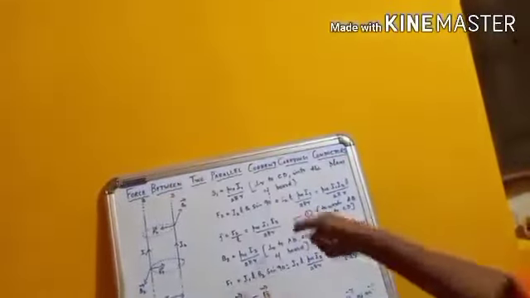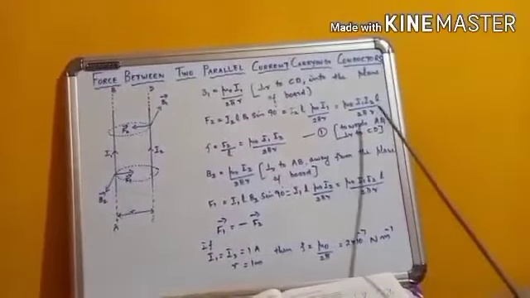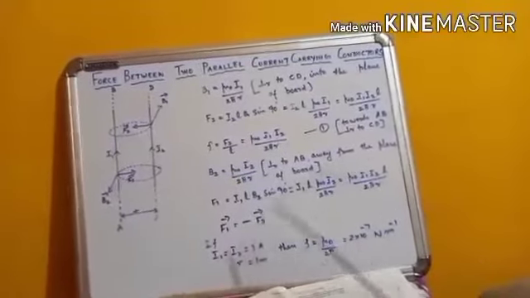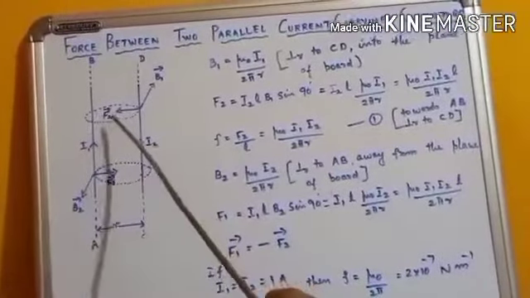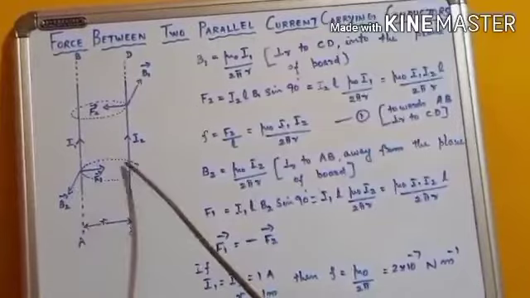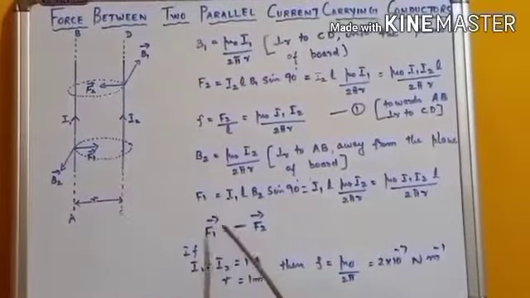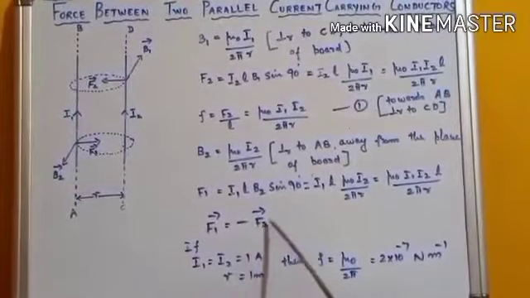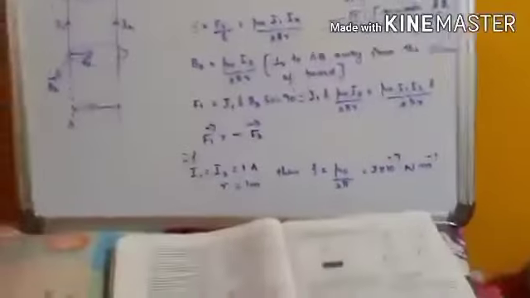Okay. Now when we consider F1 and F2, magnitude we already got as the same. Now the direction is opposite because F2 is towards AB and F1 is towards CD. So the direction is just opposite. That's why we have written vector F1 is equal to minus vector F2. They are equal in magnitude but opposite in direction.